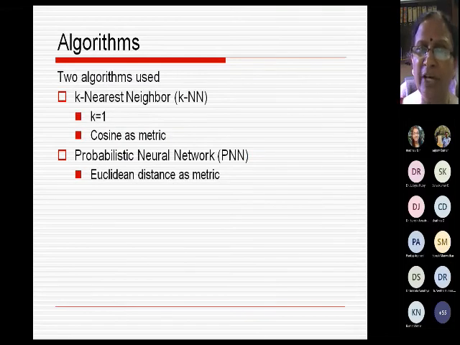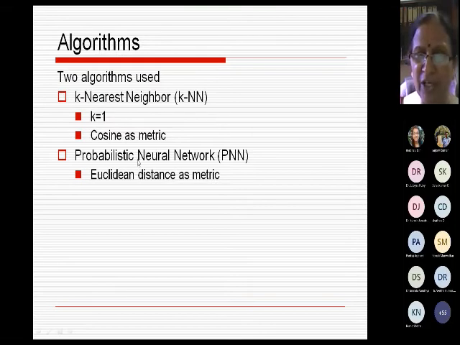In this problem, we have used 2 algorithms, K nearest neighbor and the probabilistic neural network. And in the K nearest neighbor, we have used the value of K as 1, only the nearest sample is used for the prediction, and the cosine has been used as the distance metric.